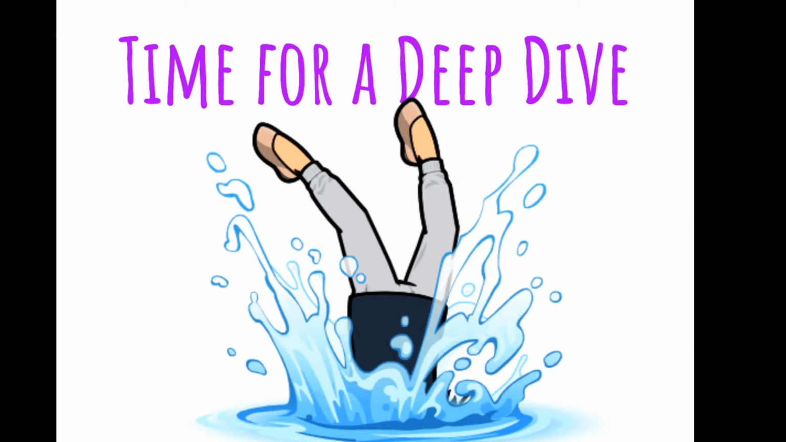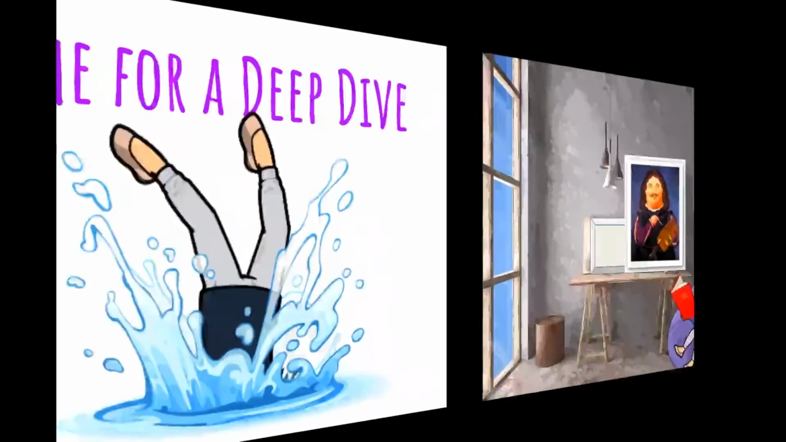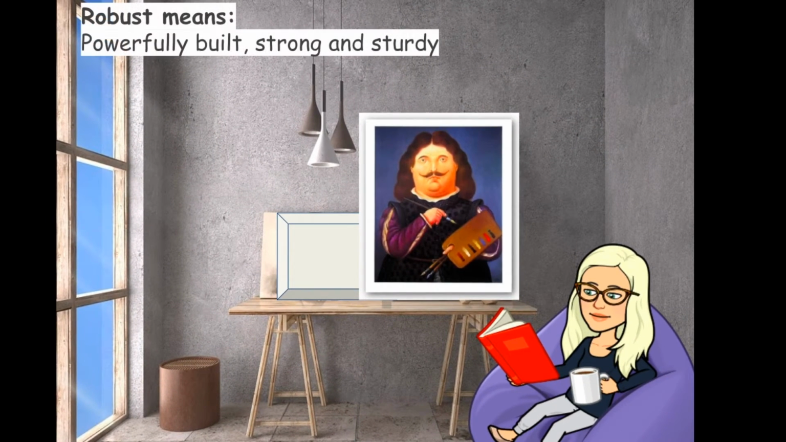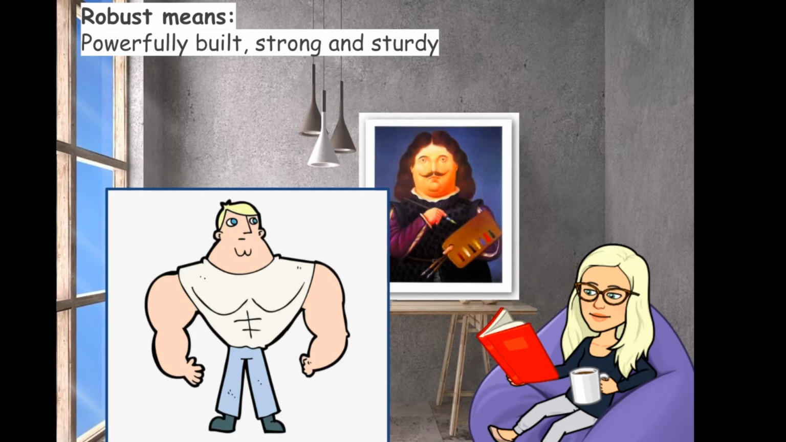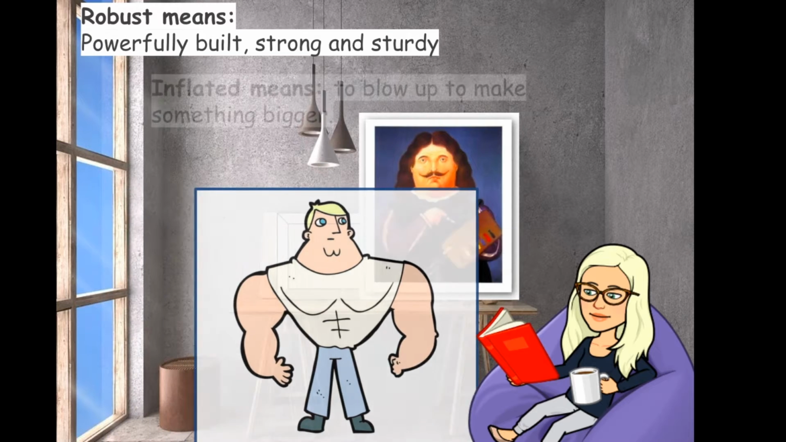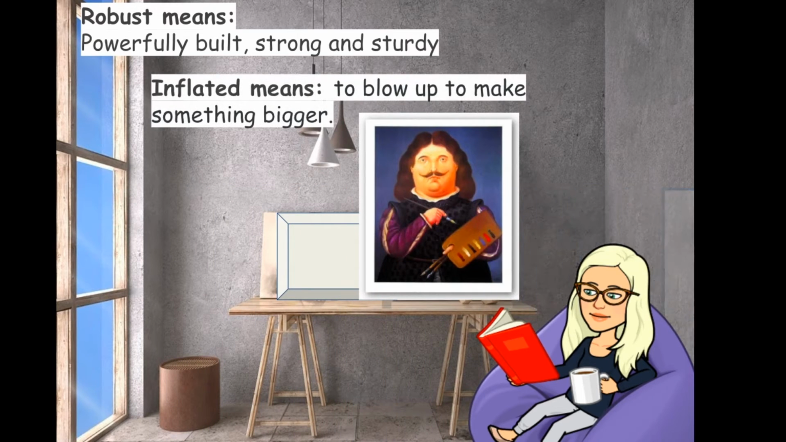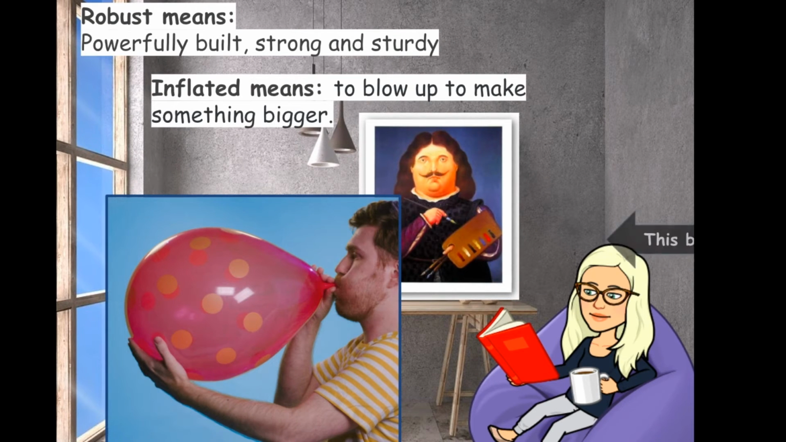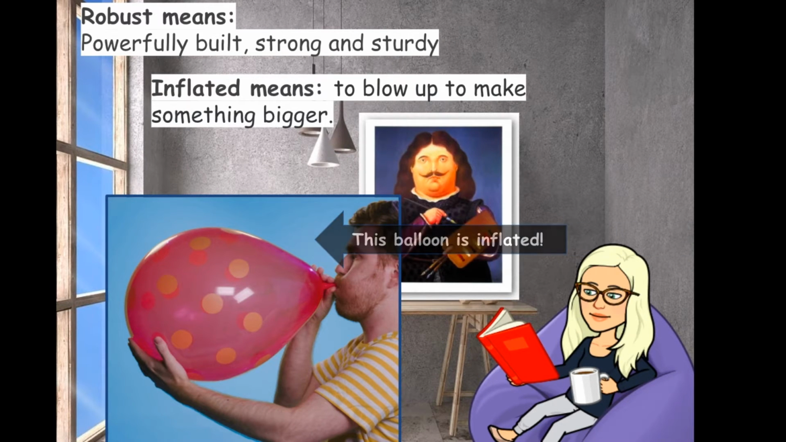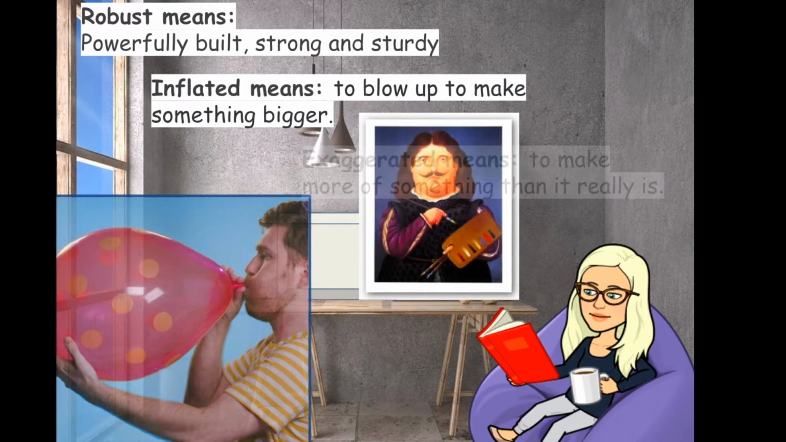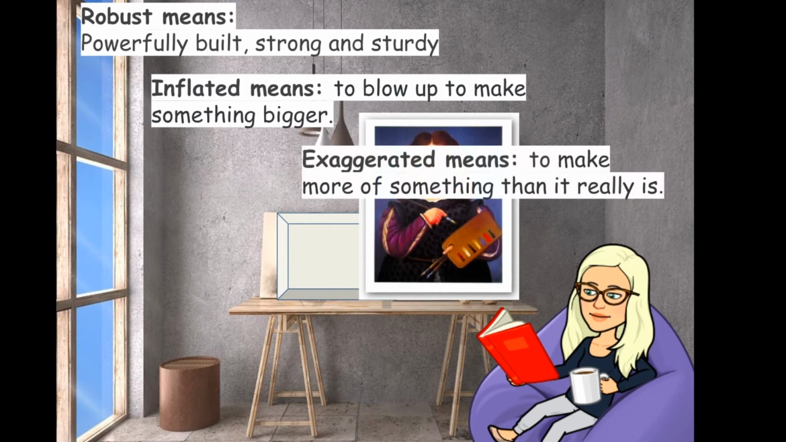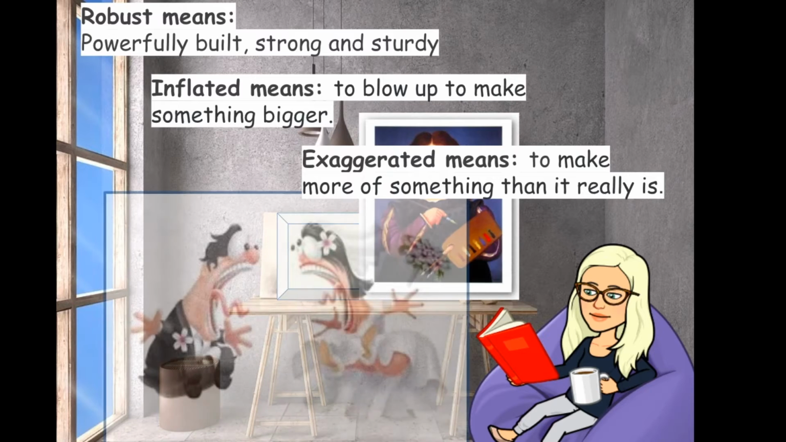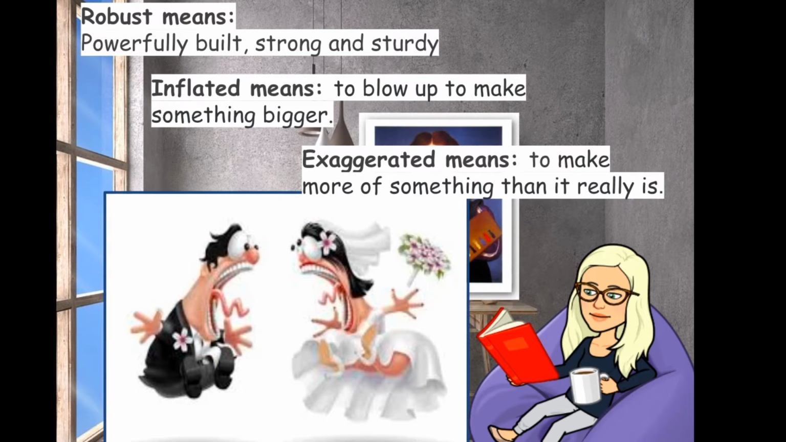It's time for a deep dive. Okay, let's take a look. Robust means powerfully built, strong, and sturdy. He is robust. Inflated means to blow up to make something bigger. This balloon is inflated. And exaggerated means to make more of something than what it really is. They are exaggerating.